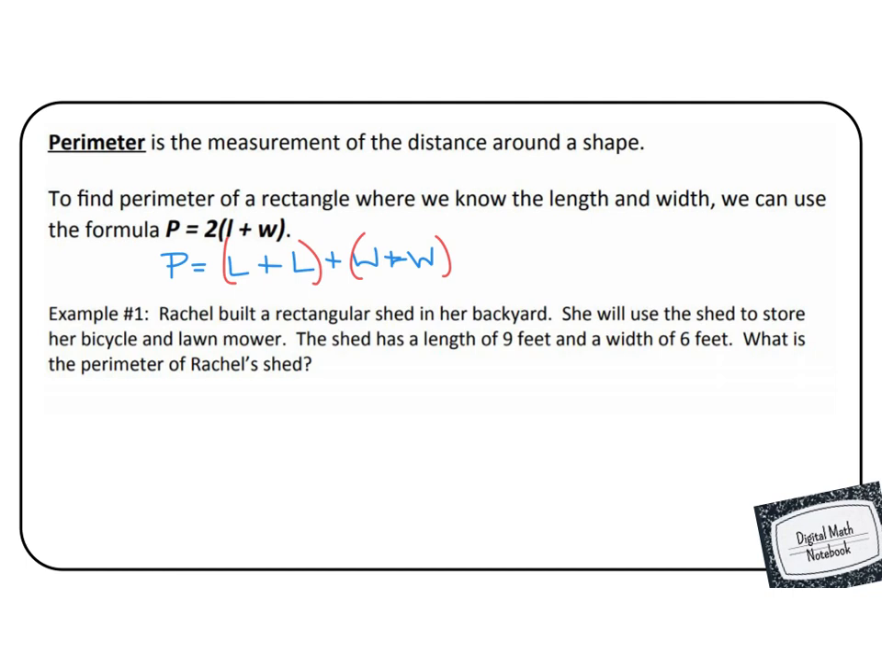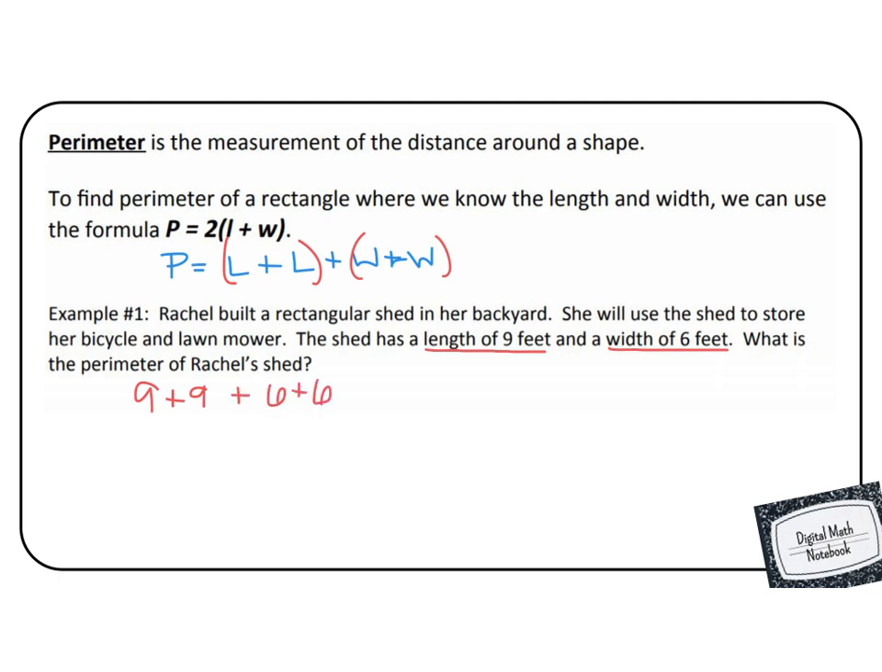Let's try this together in a problem. It says, Rachel built a rectangular shed in her backyard. She will use the shed to store her bicycle and lawnmower. The shed has a length of 9 feet and a width of 6 feet. What is the perimeter of Rachel's shed? So we have a length of 9 and a width of 6. So that would look like this. 9 plus 9 plus 6 plus 6.